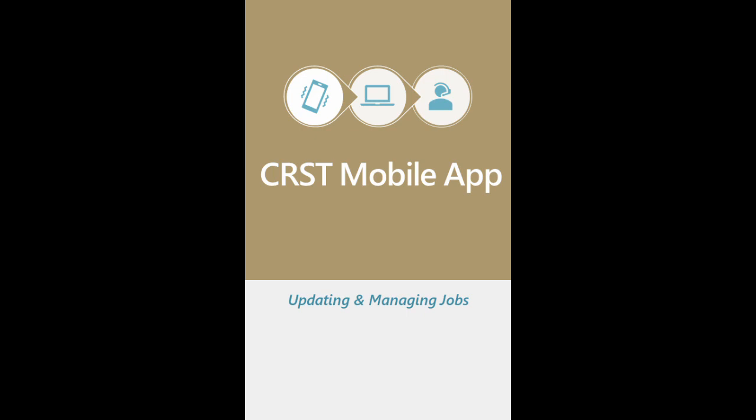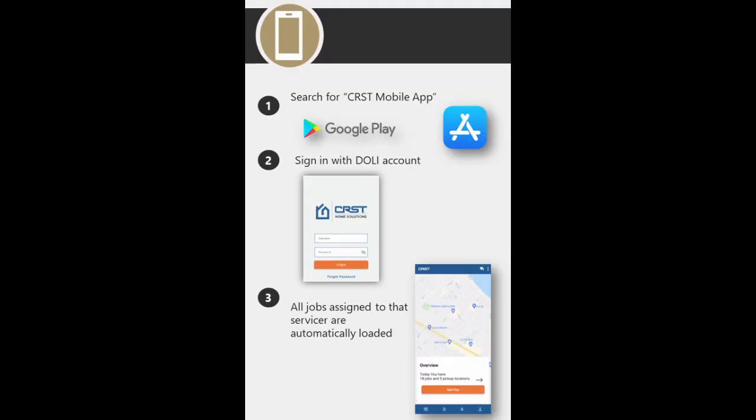Welcome to the CRST Home Solutions mobile app, the powerful tool that helps you update and manage your jobs in real time. The mobile app is available in both the Google Play Store and the App Store. Find the app by searching for CRST mobile app. Once installed, you will be able to log in with your Servicer Dolly login to update your orders.